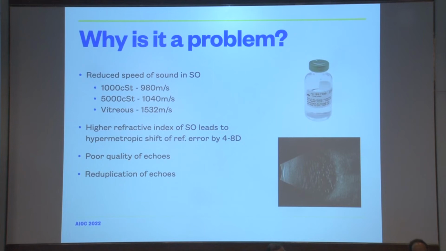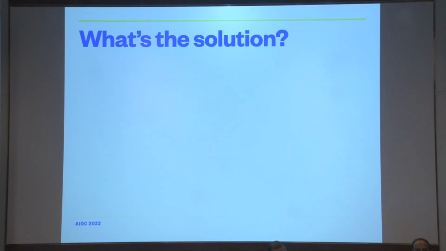So why is silicone oil a problem? Well, the conduction speed in silicone oil is slower than that of vitreous. In vitreous, it's 1532 meters per second, whereas in silicone oil, it's 980 for the lower centistokes, that is 1000 centistokes silicone oil, and if we use 5000 centistokes, it is 1040. Also, the higher refractive index of silicone oil leads to a hypermetropic shift of refractive error by around 5 diopters, anything between 4 and 8 diopters. Also, when we take our measurements, there is poor quality of echoes, and there is reduplication of echoes on the ultrasound. So what's the solution?